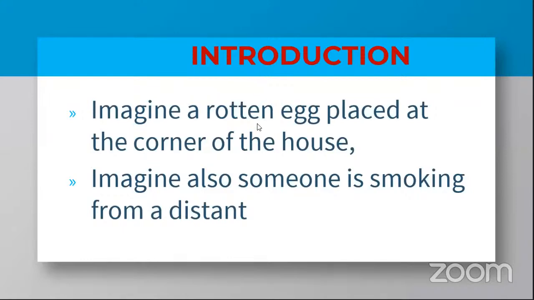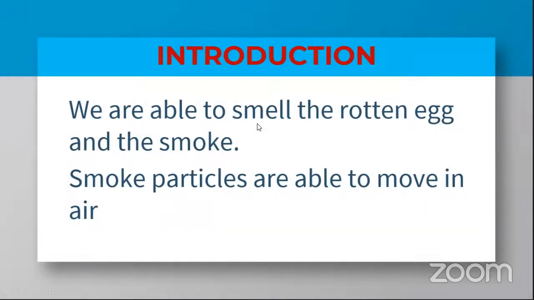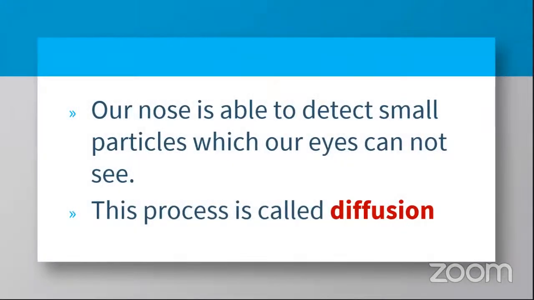And so, we are saying that we are able to smell the rotten eggs. We are able to smell the smoke. Smoke particles are able to move in air, but we don't see. So the whole process is what we call diffusion.